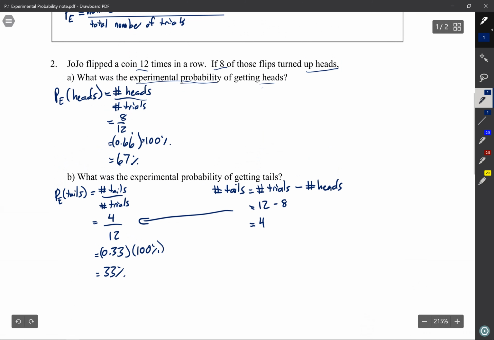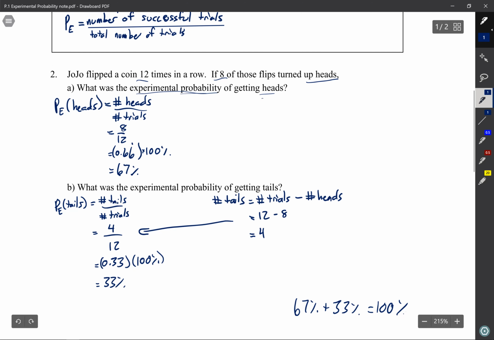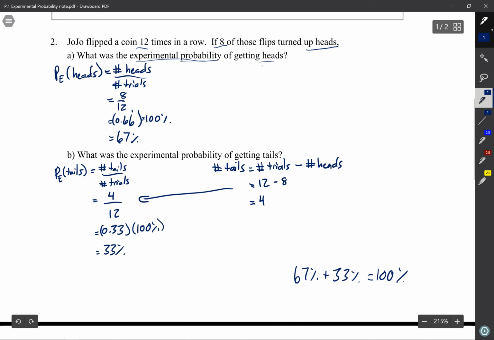Now, one thing to note, if you take this 67% and the 33%, 67% plus 33%, if I plug those into my calculator, it equals 100%. And that makes sense because the only possible outcomes, as we said, are turning up heads and turning up tails. So all the time, we're either going to turn up heads or turn up tails. All the time is 100%.